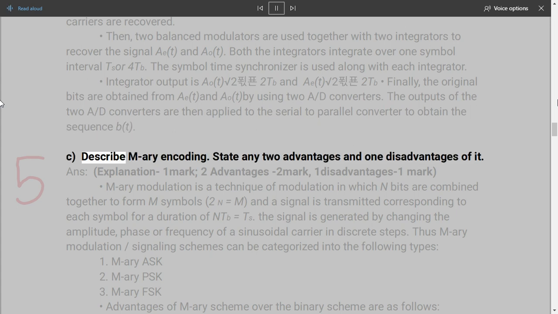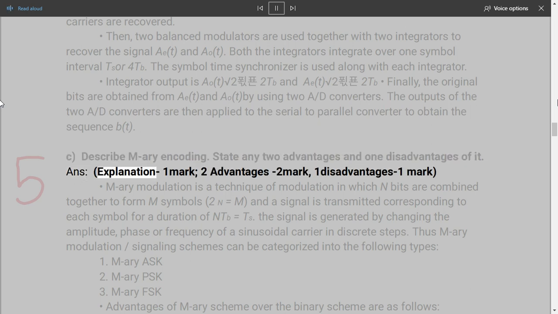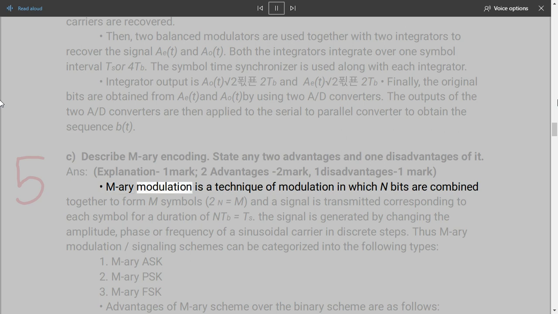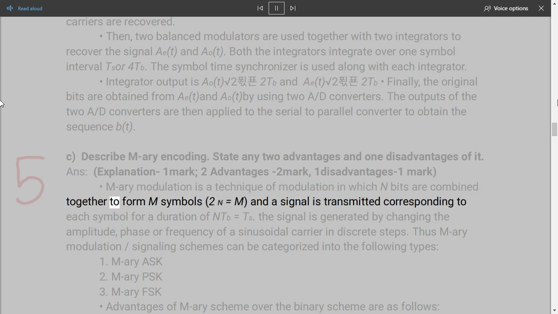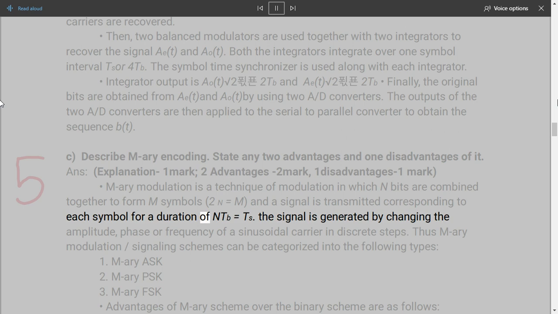C. Describe M-ary encoding. State any two advantages and one disadvantage of it. Answer: explanation 1 mark, 2 advantages 2 marks, 1 disadvantage 1 mark. M-ary modulation is a technique of modulation in which n bits are combined together to form M symbols, 2^n equals M, and a signal is transmitted corresponding to each symbol for a duration of nTb equals Ts.